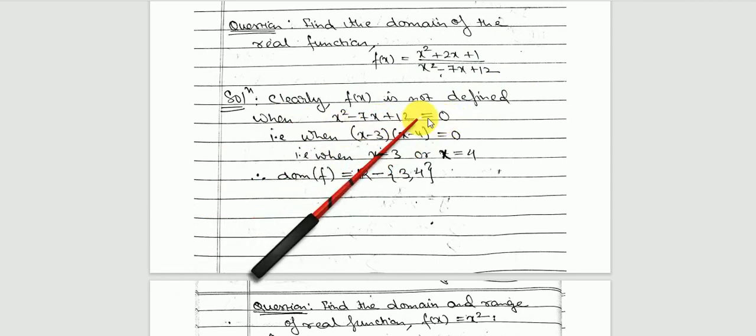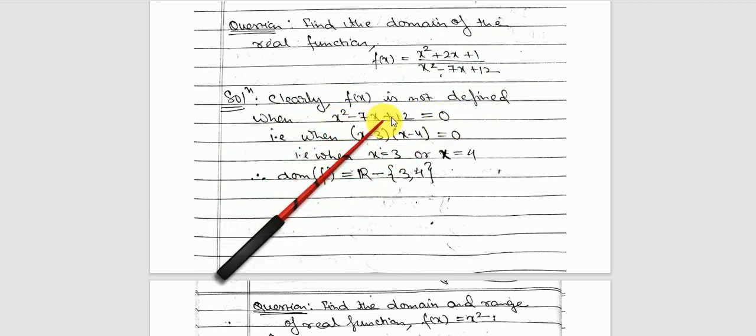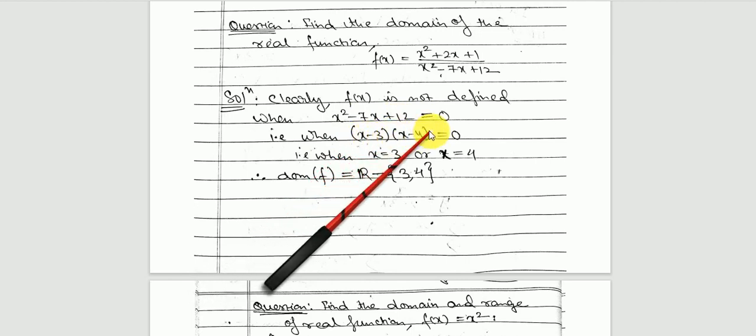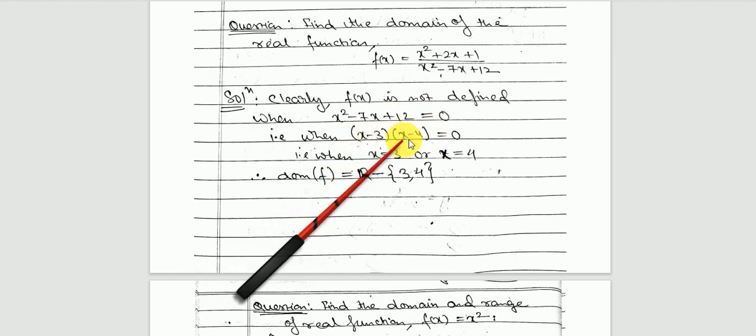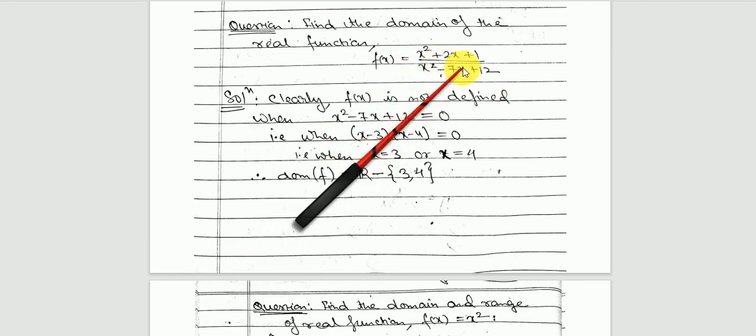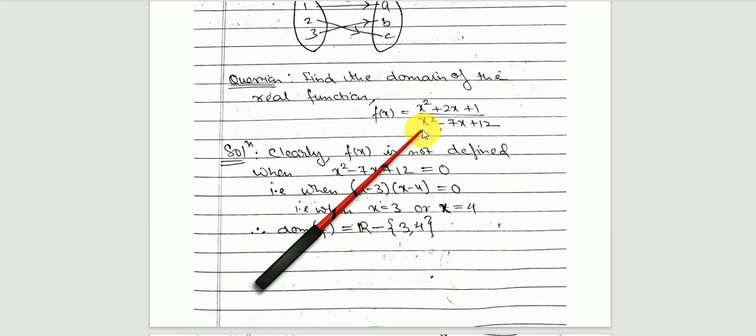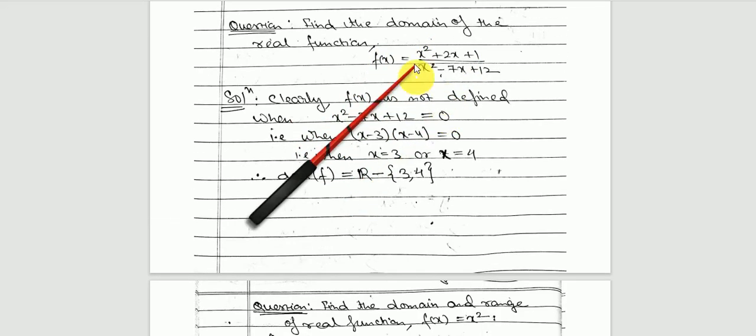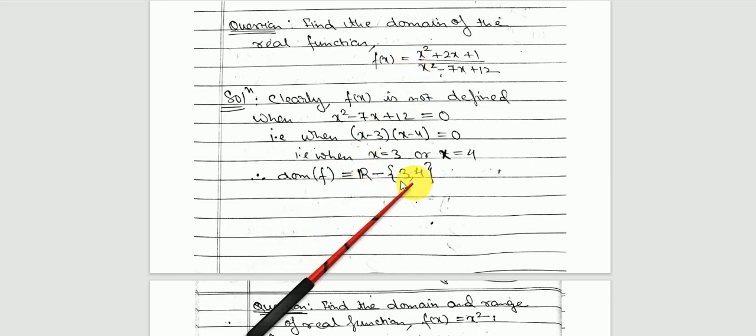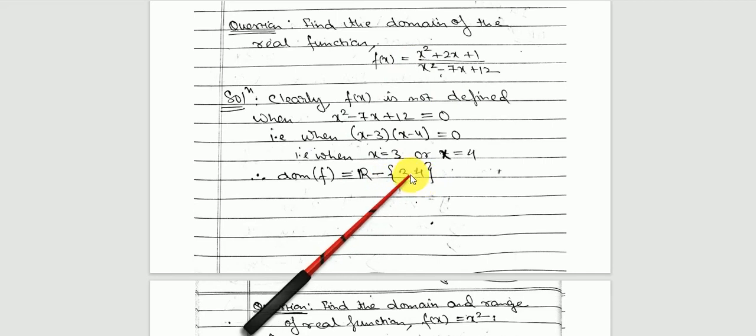So when this denominator will be 0, you have to factorize this. After factorization you get this. If you have x equal to 3 or 4, then this denominator will become 0. So you should not have x equal to 3 or 4 in your domain. So the domain of this function will be R minus {3, 4}, because if you take 3 or 4 in place of x, then this will not be defined. So you have to exclude those elements from the domain.